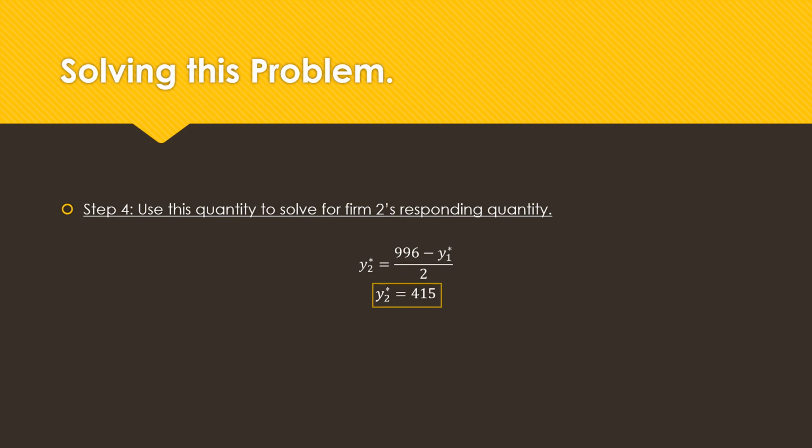Step number 4 is that we're going to use this quantity to solve for firm 2's responding quantity here. If we plug that in directly, we get this result here, that is y2 is equal to 415. So this is how you solve for your quantity leadership Stackelberg equilibrium here.